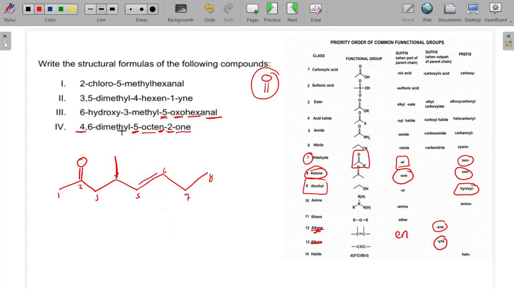Okay, so since it's a dimethyl, it means that you have 2 methyl groups along the ring, isn't it? So one is at position number 4, and the other one is going to be at position number 6 there. Okay, so that's how you answer such questions.